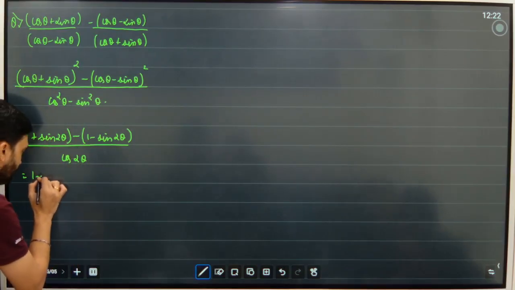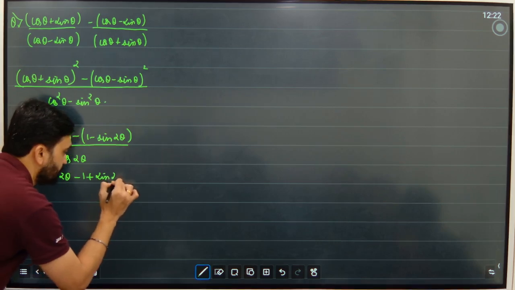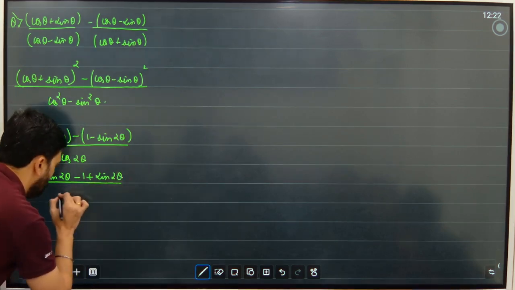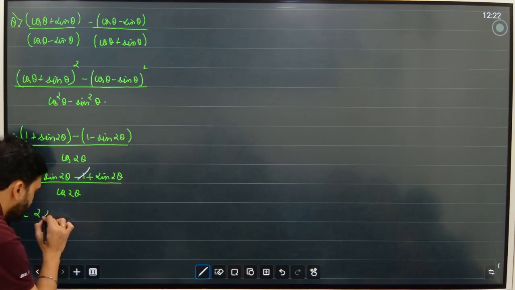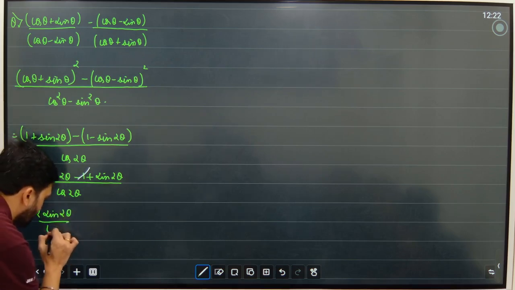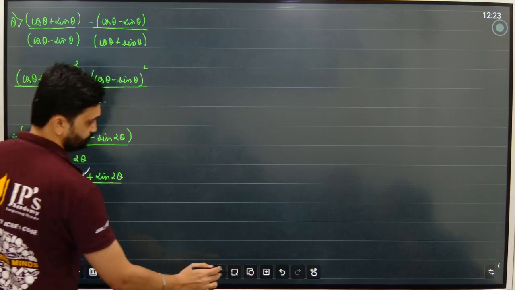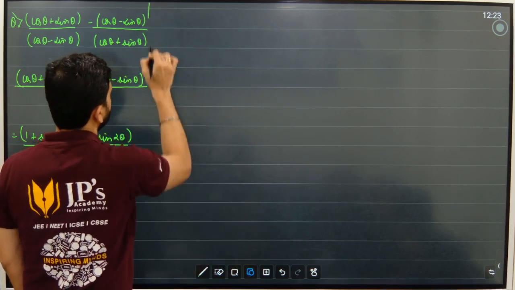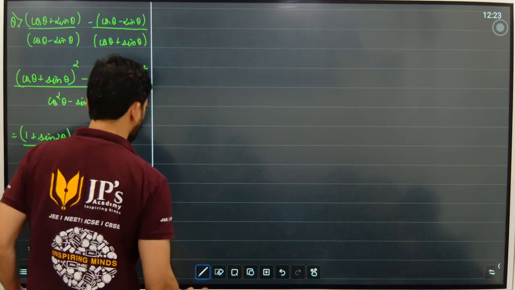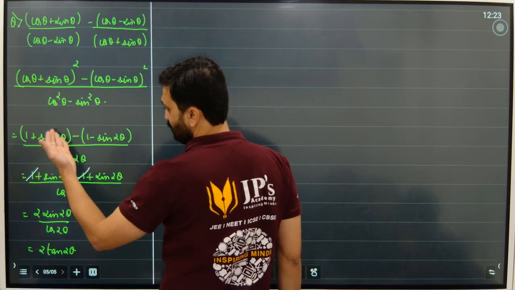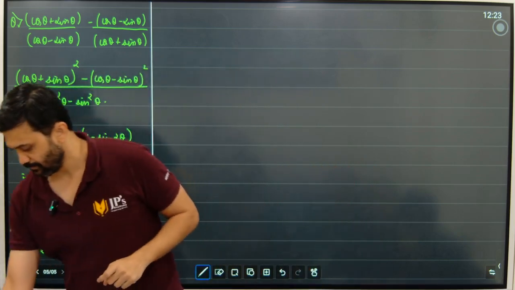If I open the bracket, this will become 1 plus sin 2 theta minus 1 plus sin 2 theta upon cos 2 theta. ये निकला 1, ये निकला 1. I am left with 2 sin 2 theta upon cos 2 theta, which is 2 tan 2 theta. So direct simplification of the sum by substituting the value of 1 plus sin 2 theta, which belongs to nothing but cos theta plus sin theta का value ये है, the whole square, and cos theta minus sin theta the whole square का value ये है. Okay, next question.